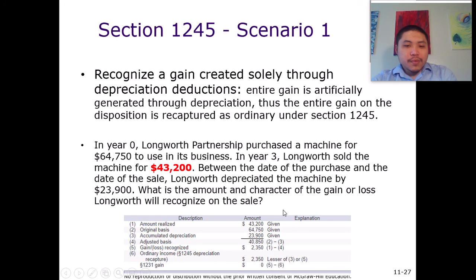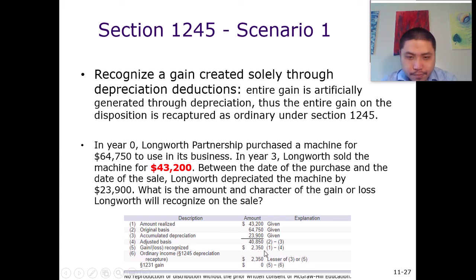So first of all, we need to calculate the gain or the loss recognized by this sale, right? We know the amount realized is $43,200, and in here they always show us how to calculate the adjusted basis. So the adjusted basis is $40,850, and the accumulated depreciation is $23,900, right? So we take 43,200, subtract 40,850, and we get $2,350 of gain realized, right?